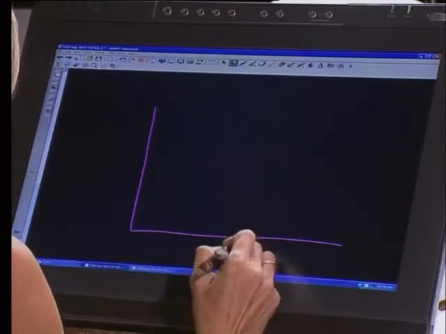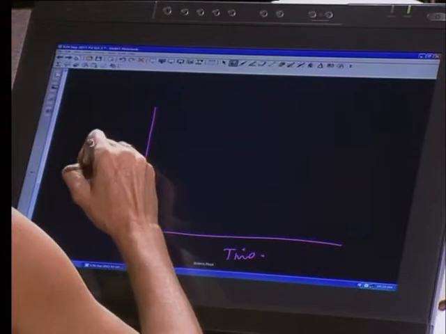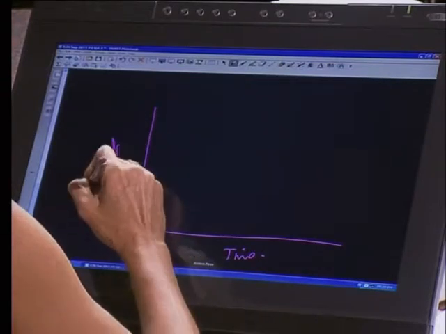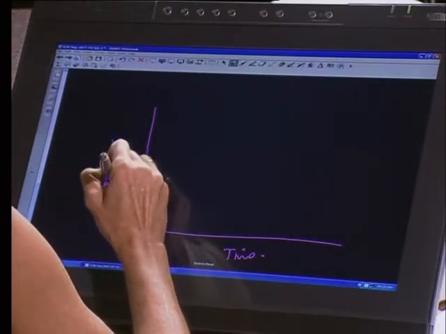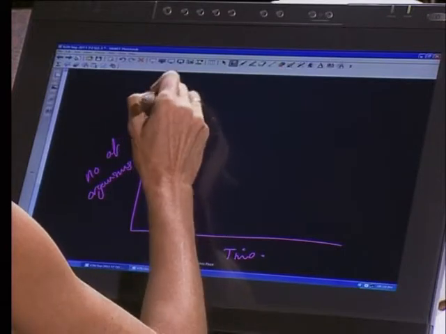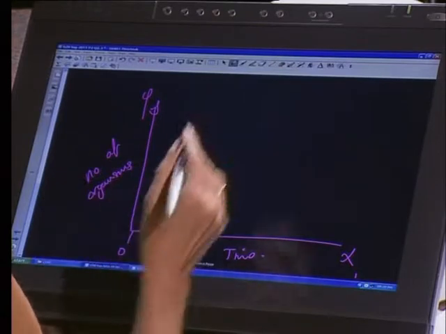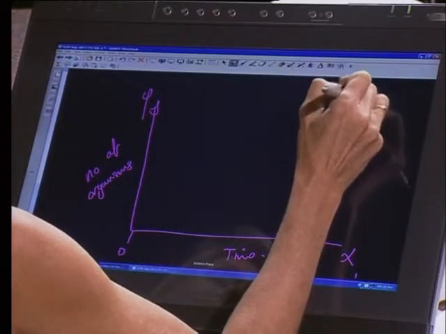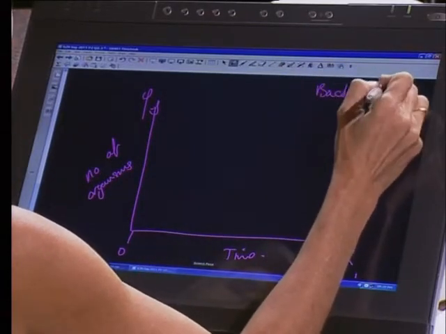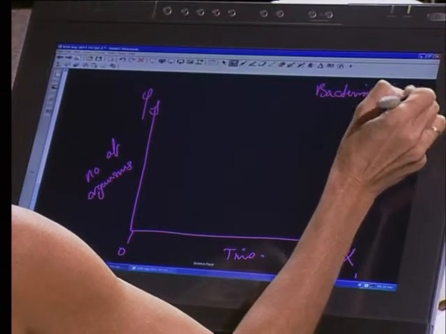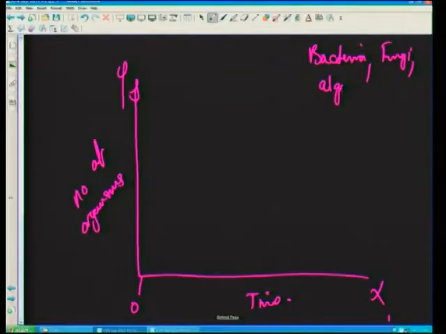You have time on the x-axis, and the number of organisms on the y-axis, and this is 0. Okay, this applies to your bacteria, fungi, algae, and pretty much, and by the way, humans. It's ridiculous. We also tend to reproduce like this.